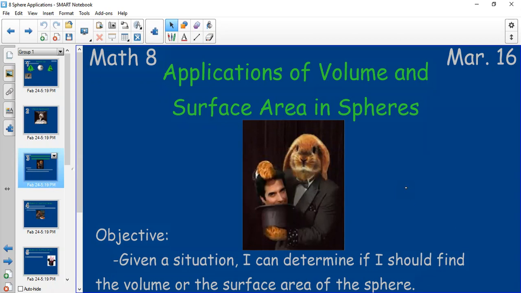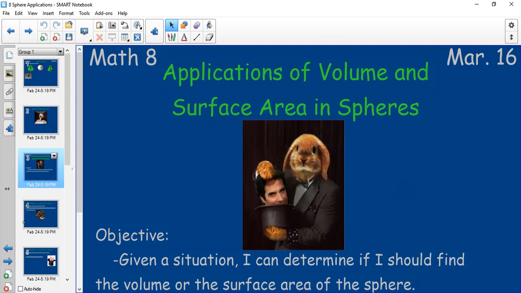We are going to talk about word problems today, especially involving spheres. Now there's going to be some other problems that don't have spheres, but we're going to start off with spheres and then identifying if the problem is asking for us to find the volume or if the problem is asking for us to find the surface area.